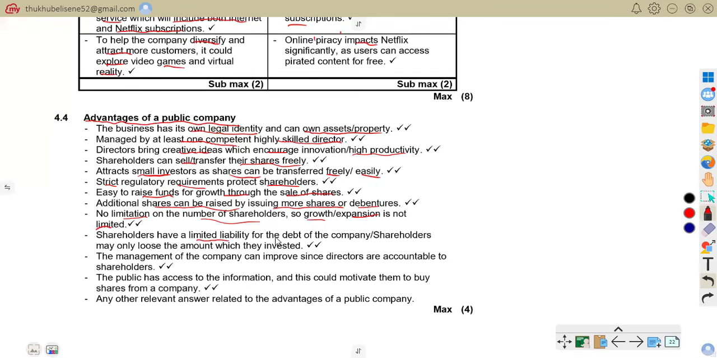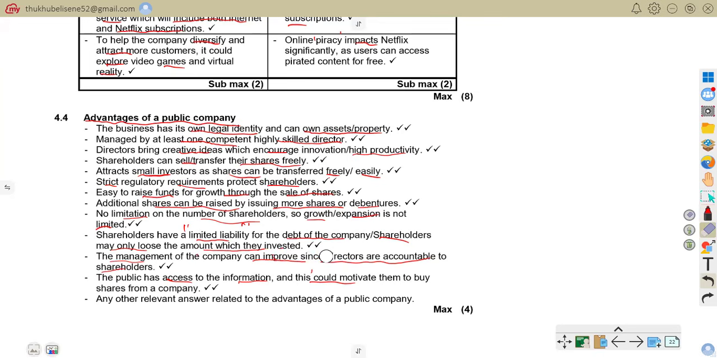Shareholders have limited liability for the debts of the company, and may only lose the amount which they have invested. If the business goes bankrupt, the shareholders are protected, as it is a limited liability company. The management of the company can improve since directors are accountable to shareholders. The public has access to the information, and this could motivate them to buy shares in the company. So any answers that are related to the advantages of a public company are accepted.